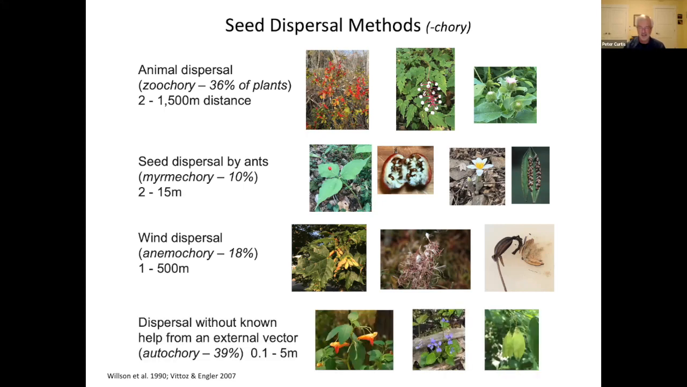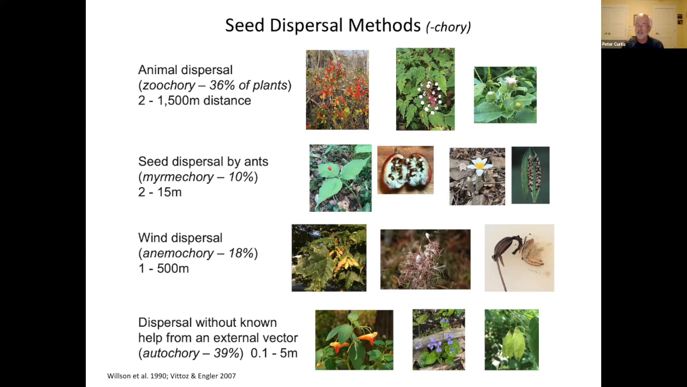And then the last one I want to talk about, this is not an exhaustive list, but it is typical for some of the species in our area, where there's no known external vector: autochory. Maybe 40% of our species, things like jewelweed or touch-me-not, which shoot their seeds out a little distance. Violets also have an explosive dehiscence. Something like a bladderpod, as far as I can tell, just opens up and drops the seed straight down. So these distances are much less, maybe 0.1 to 5 meters.